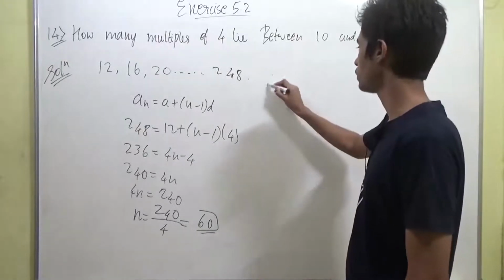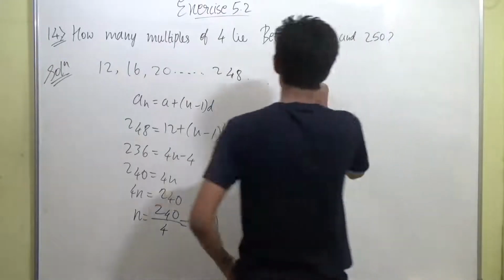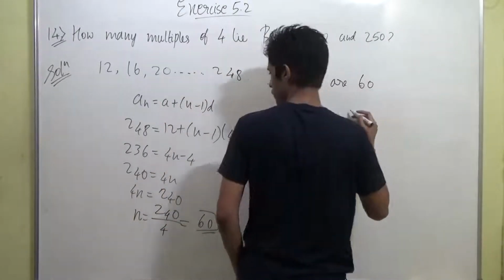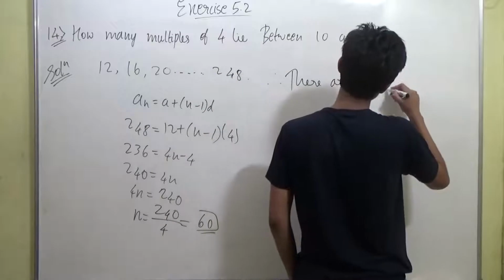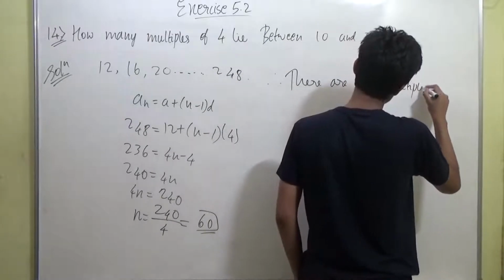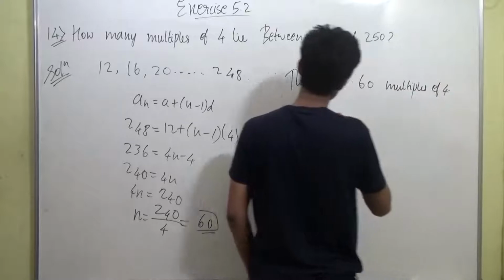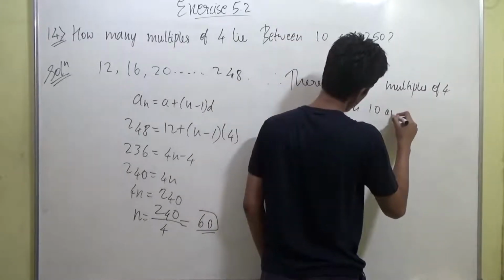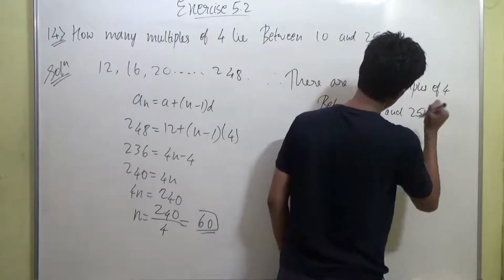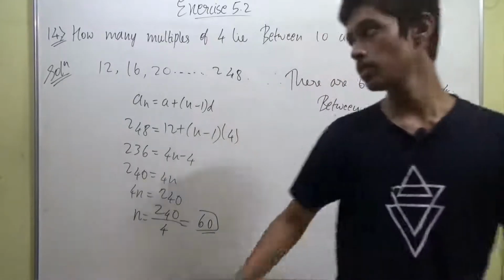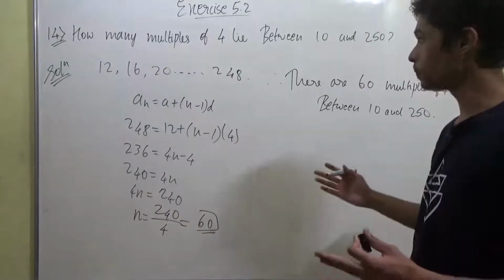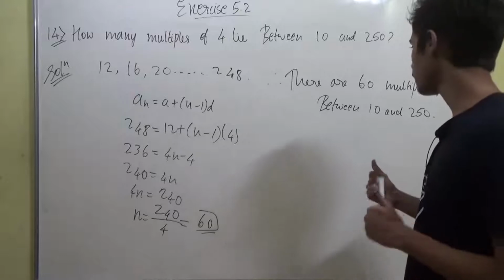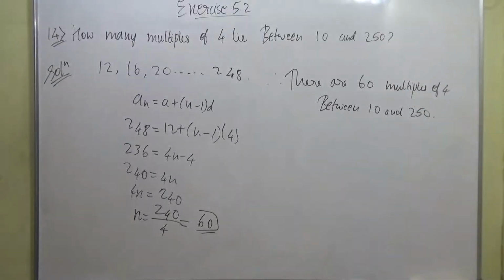Therefore, there are 60 multiples of 4 between 10 and 250. That's it, guys. This is your solution to this question. I hope it's quite easy to understand. I hope you people understood. Now I'll move aside. You can take the screenshot. After this, let's go to question number 15.